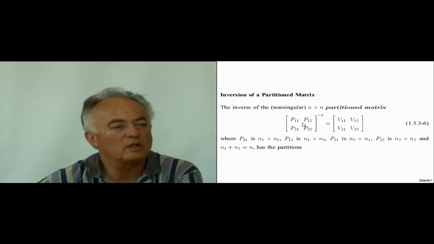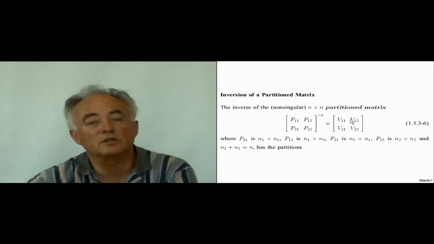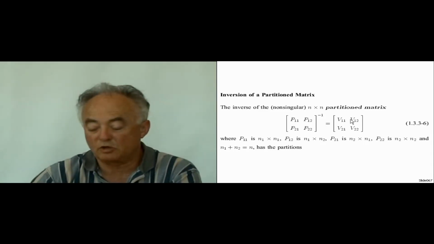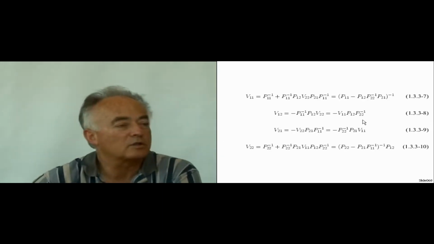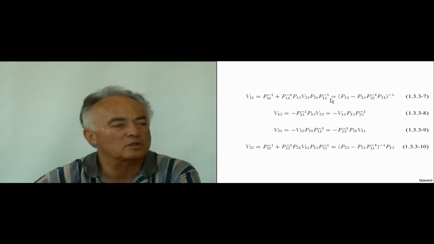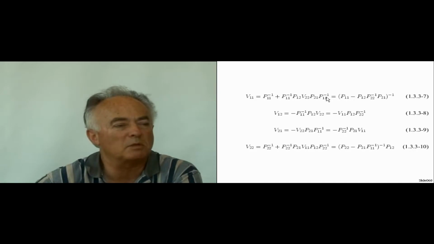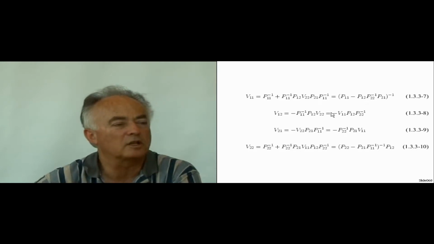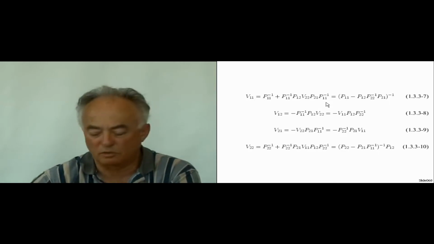There is a convenient relationship that we'll use later in simplifying certain estimation equations. And this says that V11 is given by this particular expression in terms of the blocks of the P matrix, and there are two different forms which are algebraically equivalent. There are similar expressions for V12, V21, and V22. So, nobody has to remember this. That's why we have them referenced for convenience in the book.